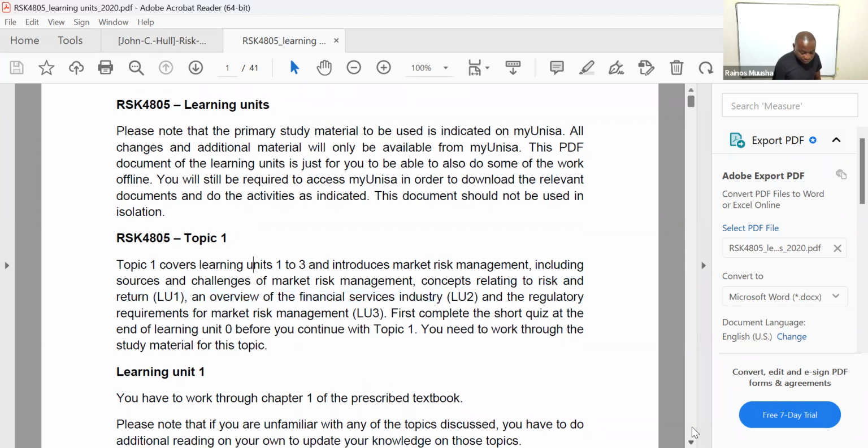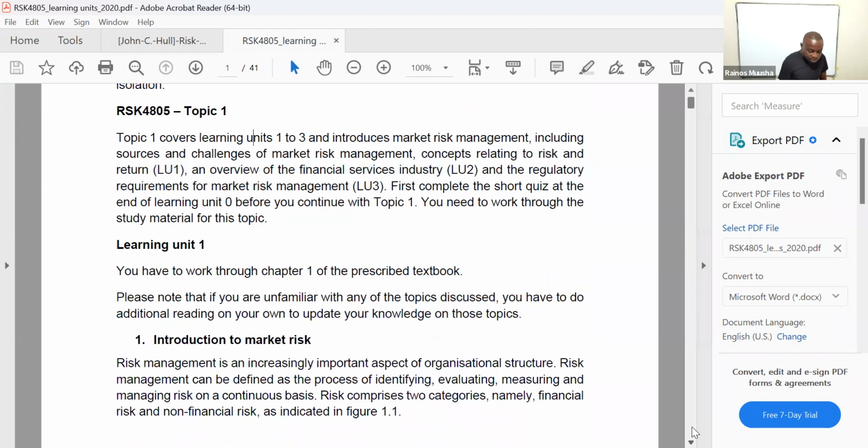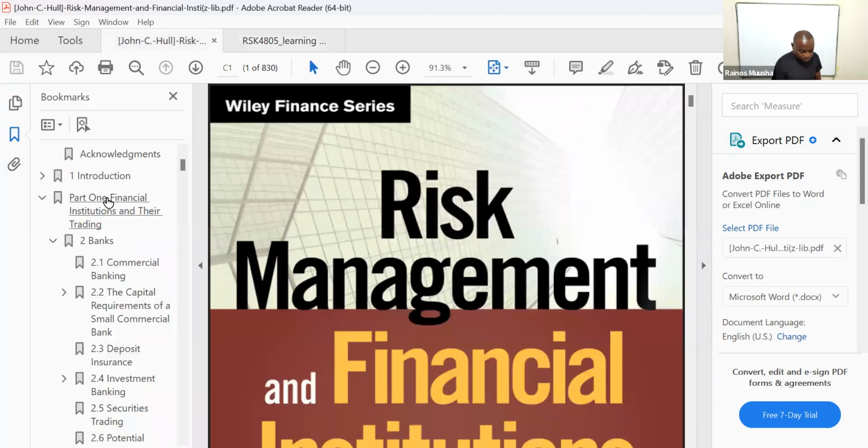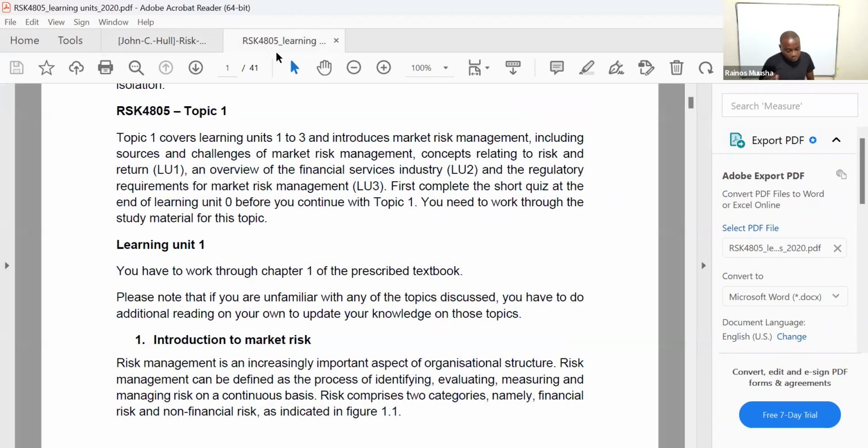For learning unit 1, they refer us to chapter 1 of the textbook, which is basically a basic introduction. For chapter 1, when it comes to the exam, expect theory questions. Please take note that your exam is going to be a mixture of different things.